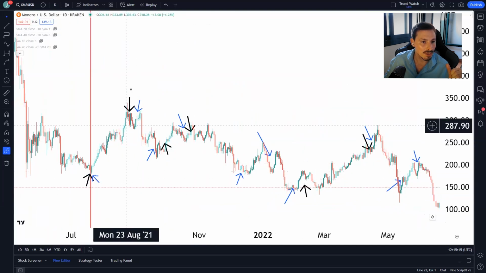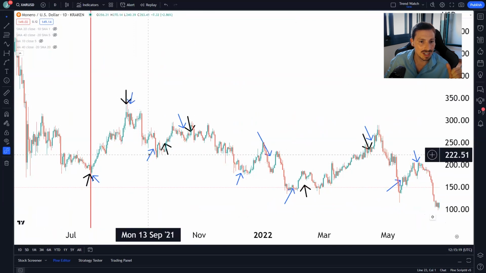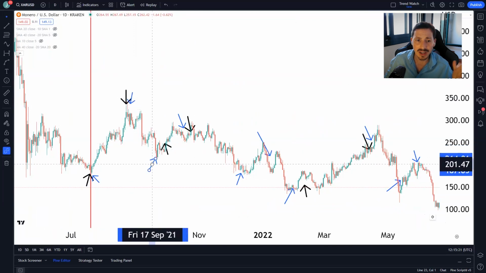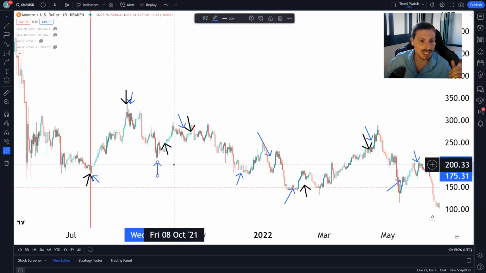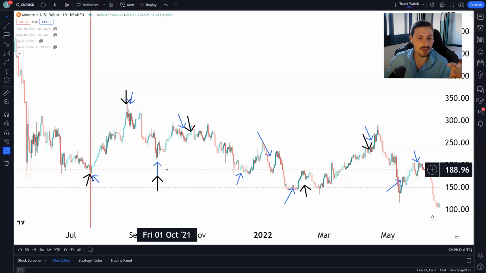Lining up the arrows with the lows, the actual highs and lows in the price action. Now you can do it this way. I've seen other people do it this way. They have them vertically lined up, and they do it like this. So the larger cycle is below the smaller cycle.